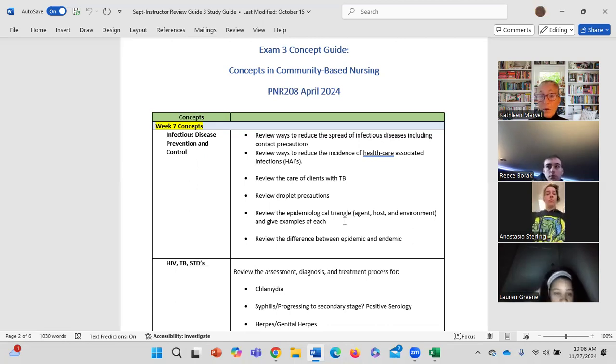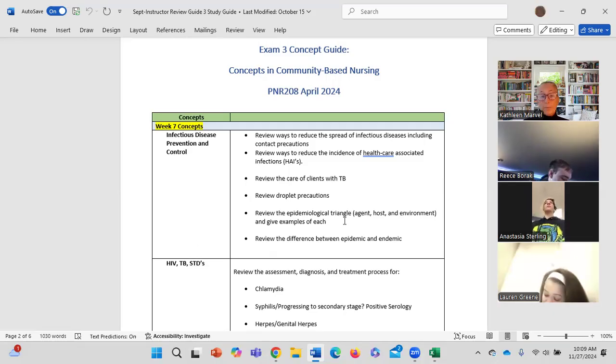How healthy is the host to be able to handle whatever agent's coming their way? And then we have to consider the environment. Like I said in class, is this a long-term care facility with a bunch of elderly patients? Well, that could pose more risk. How would it spread? So the environment is a factor in how all this comes together. Okay, so your agent, host, and environment.